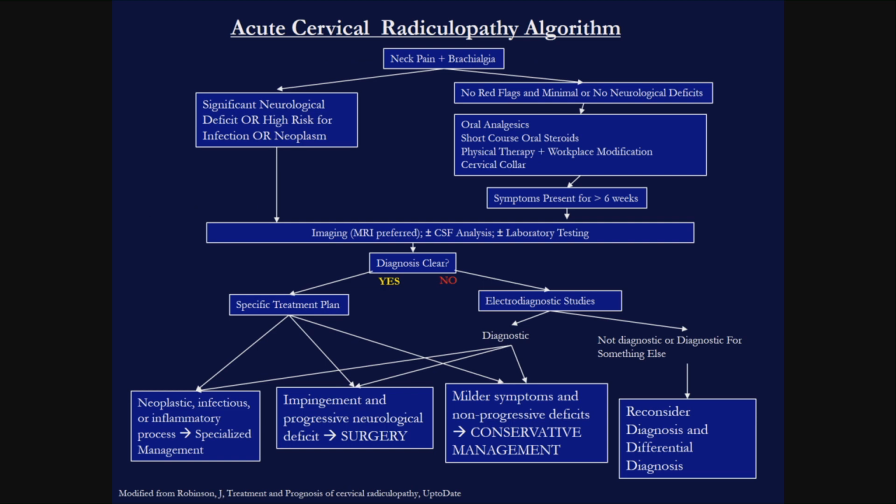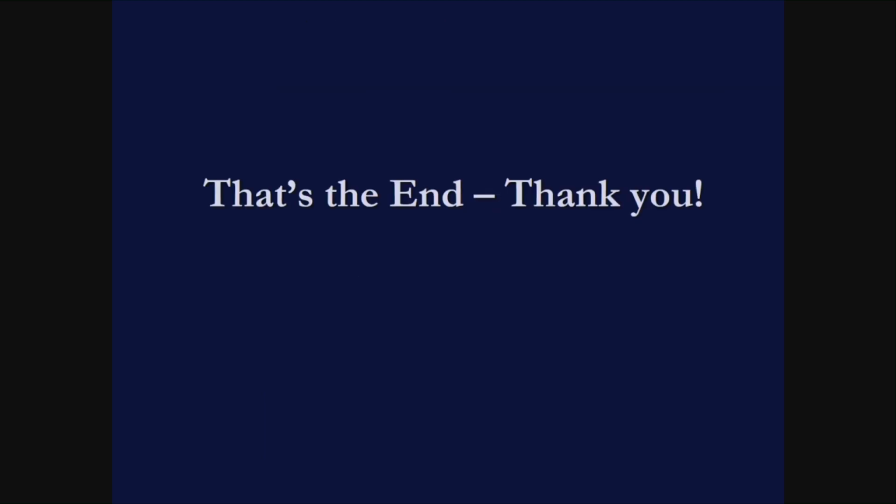Okay, getting back to the algorithm, so again, neck pain with arm pain, you look for red flags and neurological deficits, and if you have any of those things, you do an imaging study. If you know then what's going on, then you go into the treatment boxes. If you don't know what's going on after the imaging study, then that's when electrodiagnostic testing can be helpful.